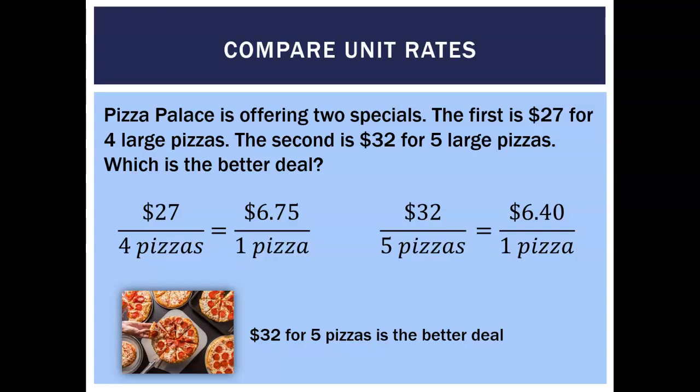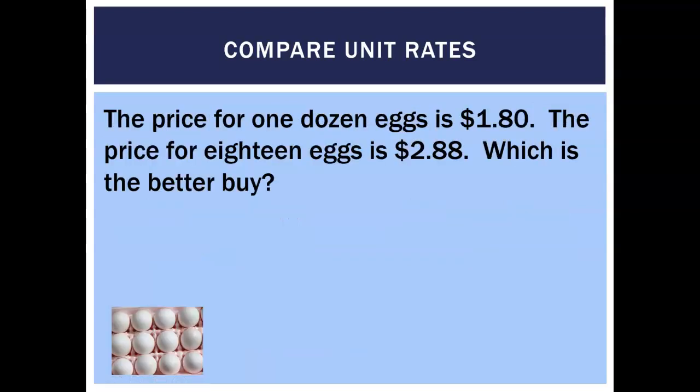However, you also have to consider your need. If you really don't need 5 pizzas and one of them's going to waste, it might be a better choice to buy the 4 pizzas for $27. Let's do more comparison shopping. The price for 1 dozen eggs is $1.80. The price for 18 eggs is $2.88. Which is the better buy?